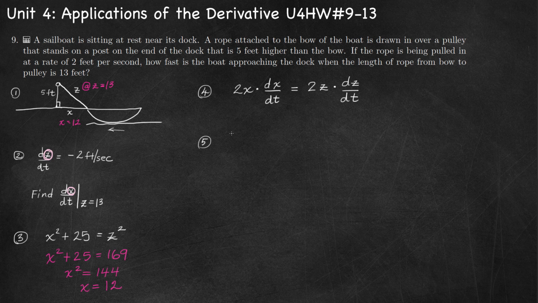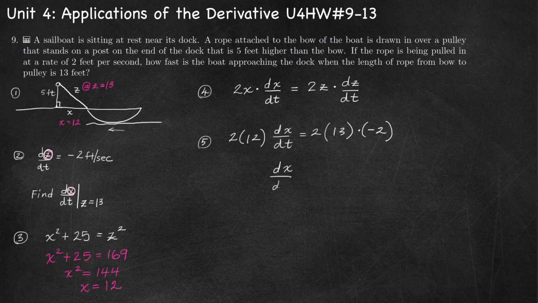So now let's go back to substituting in values. So now I know at the moment in time in question, x is 12. So 2 times 12 times dx dt equals 2 times z, and at this moment in time, z is 13, times dz dt. But at this moment in time, we know dz dt is negative 2. So now we just have to solve for dx dt.